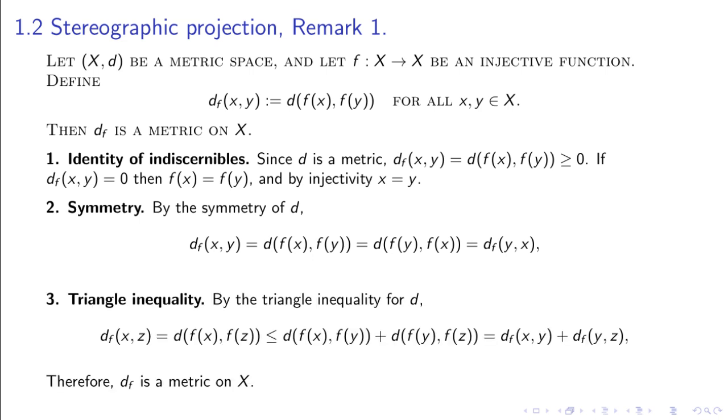Third, the triangle inequality. By the triangle inequality for d, d(f(x), f(z)) is less or equal than d(f(x), f(y)) plus d(f(y), f(z)). This means that d_f(x, z) is less or equal than d_f(x, y) plus d_f(y, z). So d_f satisfies the triangle inequality. Therefore, d_f is a metric on X.